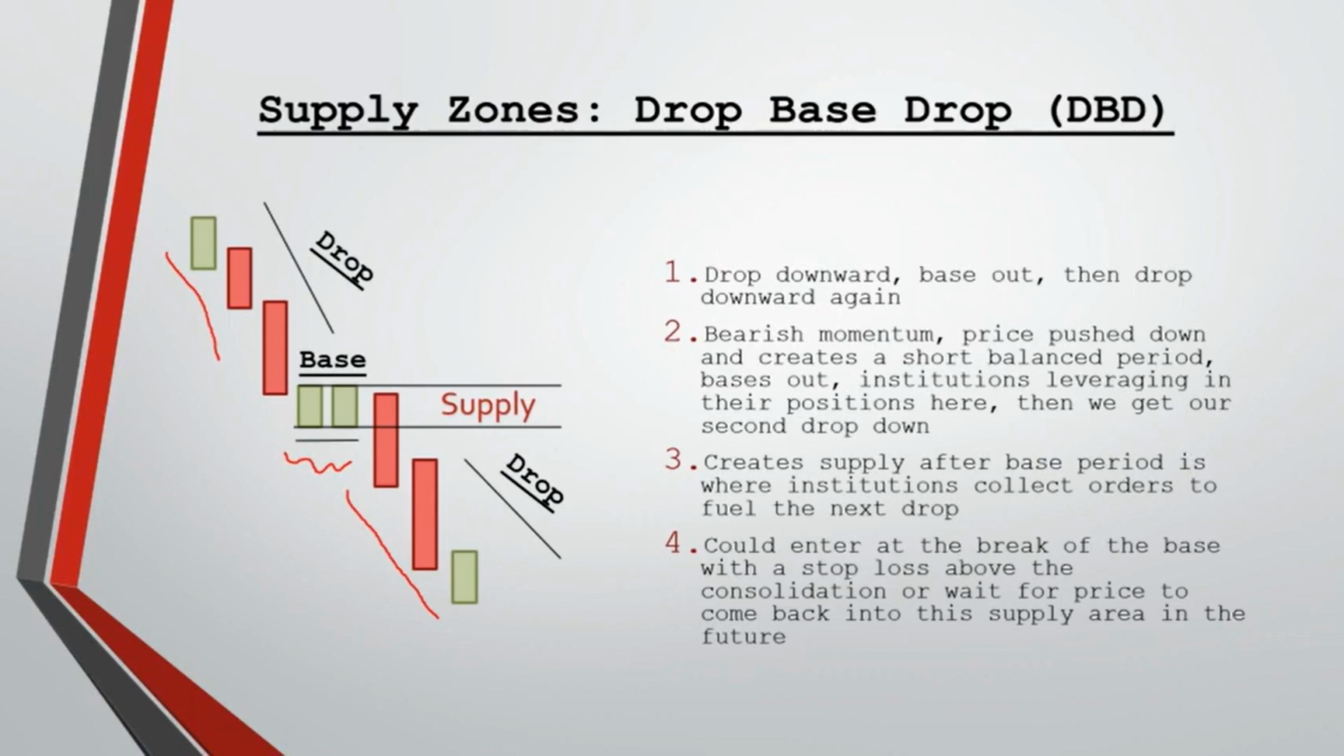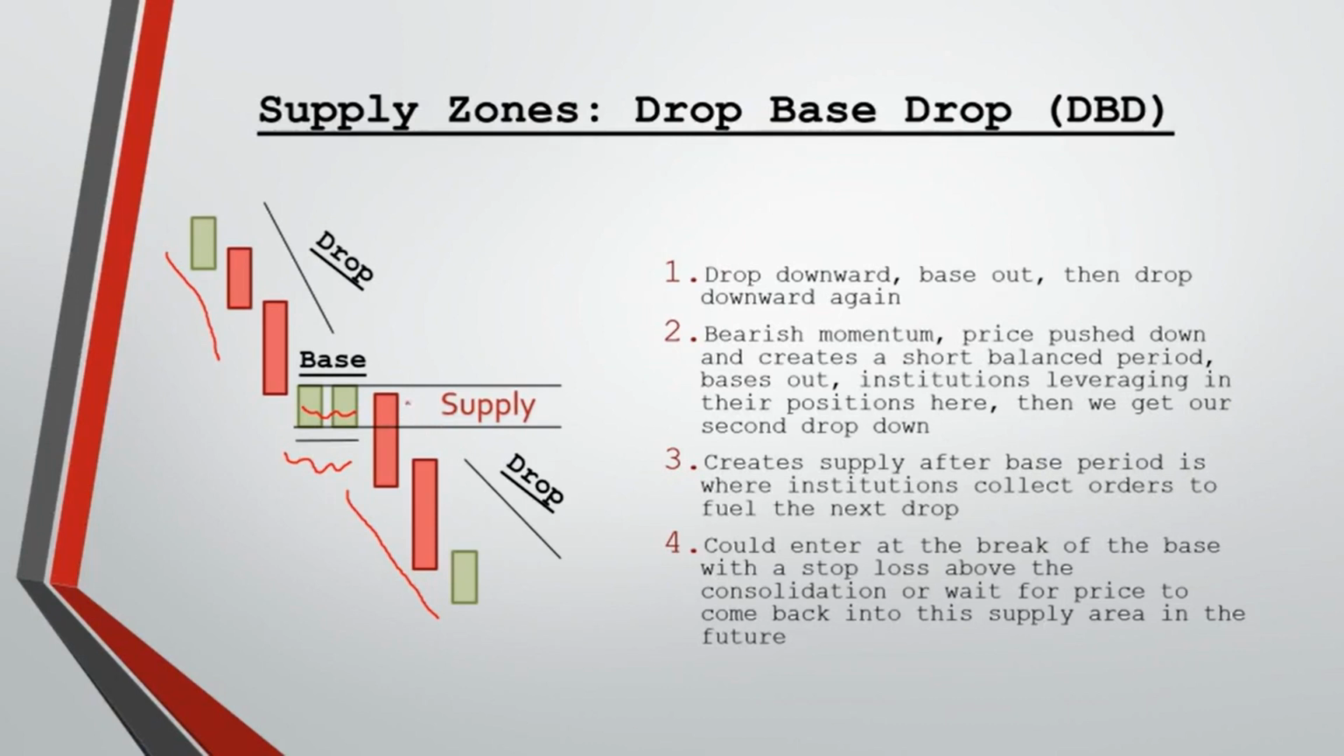It's a bearish momentum pattern. So what happens is price pushes down and it creates a short balanced period, right? You guys remember the balanced period is when we base out. So we get a balanced period. And during this basing out balanced period, I do not trade here because this is where institutions are leveraging in their positions. And then we get our second drop down.